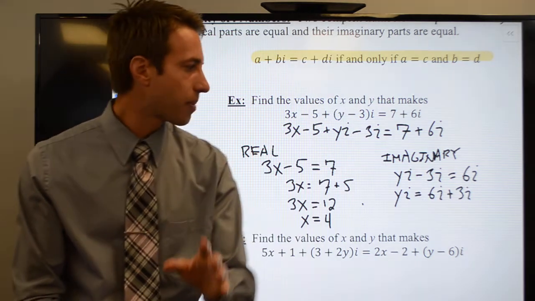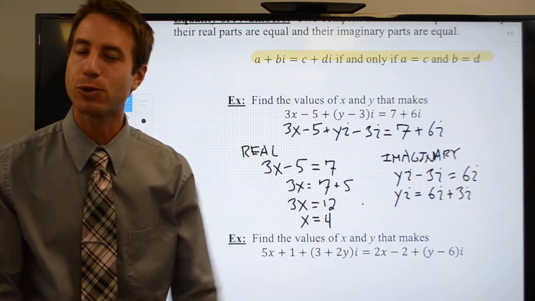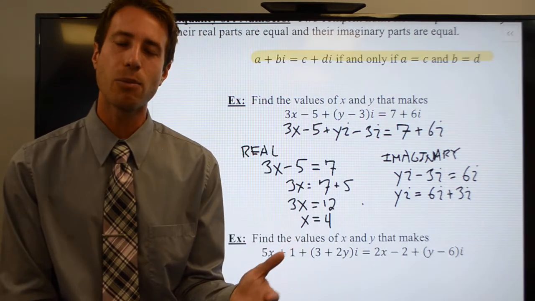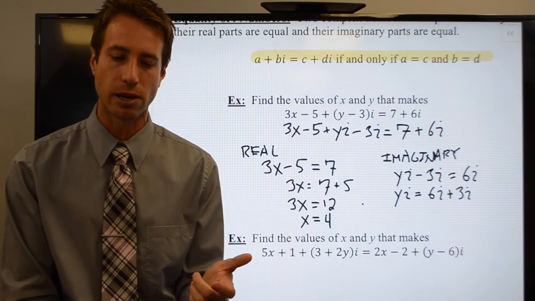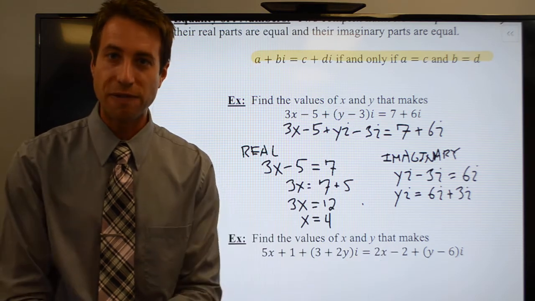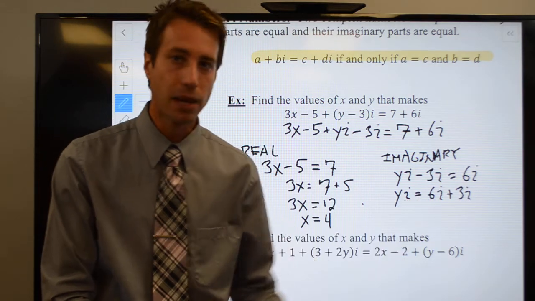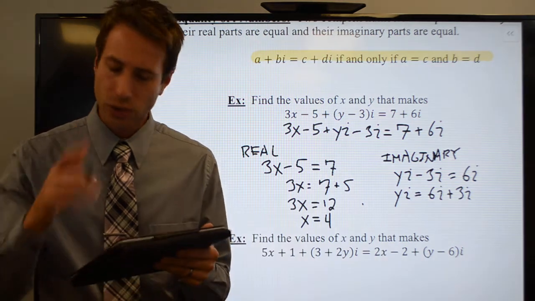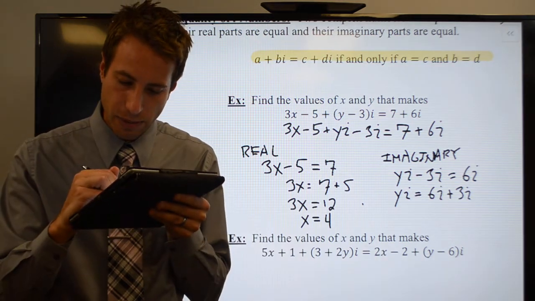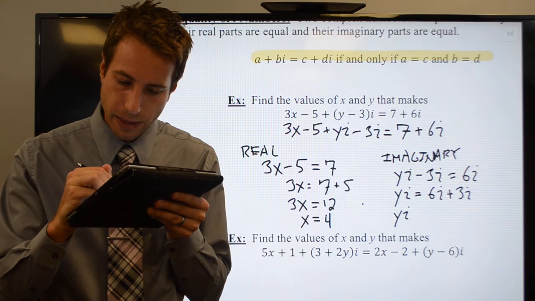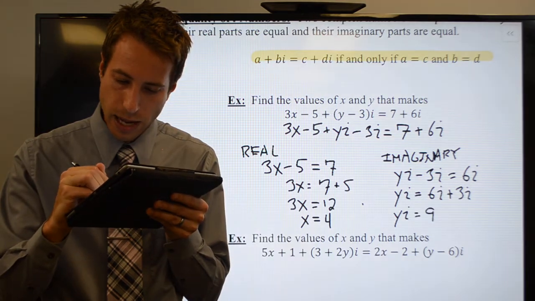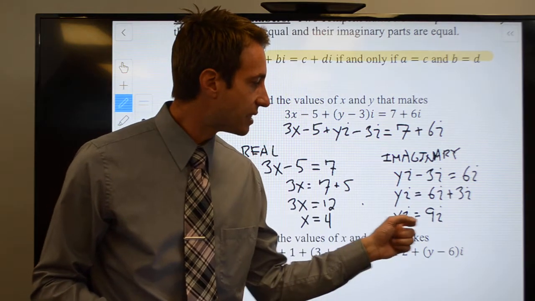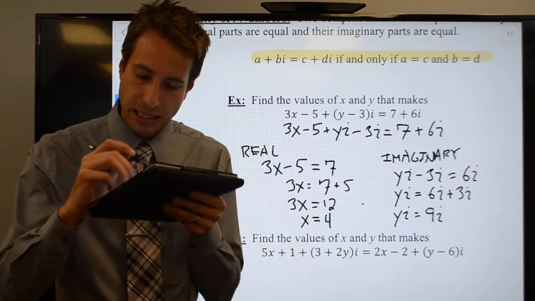And I know you're probably looking at this and going, what the heck am I supposed to do with that? I don't know what to do with imaginary numbers. Guys, it works the exact same way it would combining like terms if i were a variable, right? 6i plus 3i will just simply be 9i. Works the exact same way as it does for real numbers. So yi is equal to 9i.